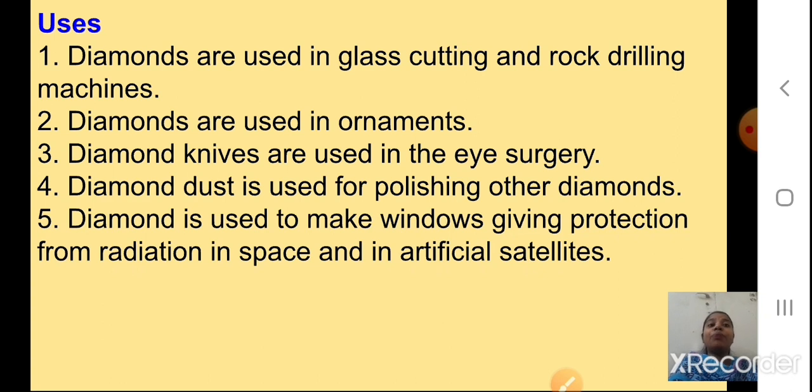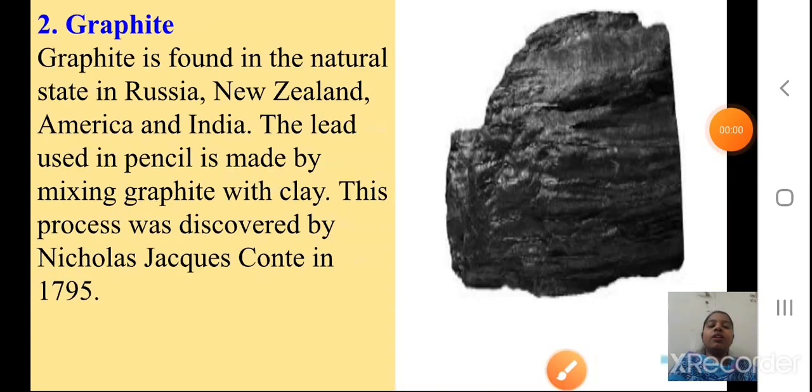Diamond is used to make windows, giving protection from radiations in space, and in artificial satellites also we use the diamonds. Okay, students, I hope the diamond, one of the allotropes of carbon, a crystalline allotrope we will say, is clear to you. Okay, we'll proceed. Now next we are seeing that is graphite.